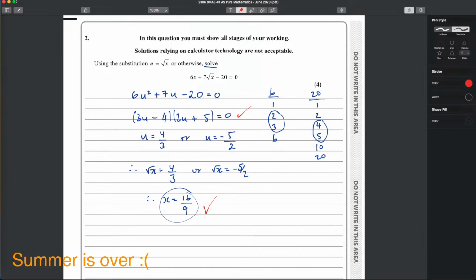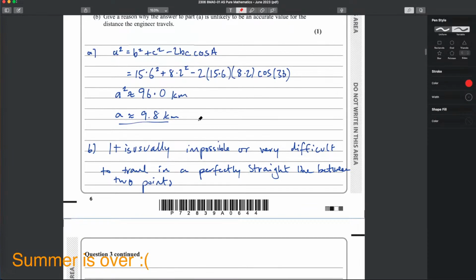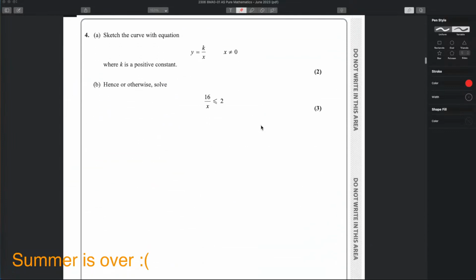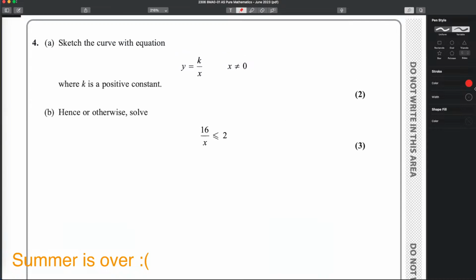Okay, so that was question 2. Then question 3 was 9.8. And the contextual question, the road is not likely to be straight. I think that's good enough. There are likely to be objects in the way. Fine. Okay, on to the next one. Let's zoom in a bit now that we can.